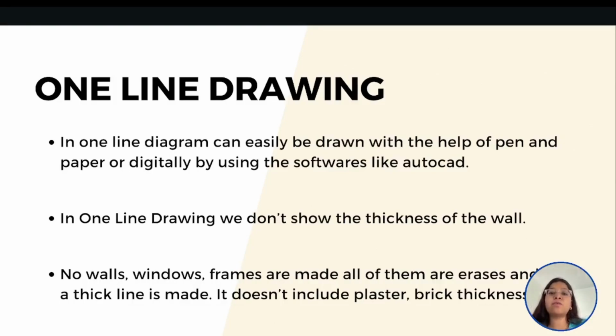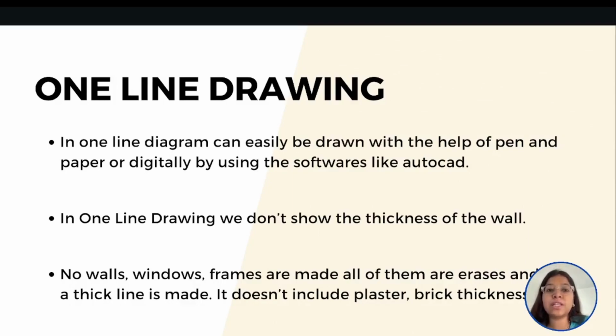A one line diagram can easily be drawn with pen and paper, or we can also create it digitally using software like AutoCAD. We have other software also, but AutoCAD is a very common software that we use while doing floor plans in architecture, mostly for 2D drawings.